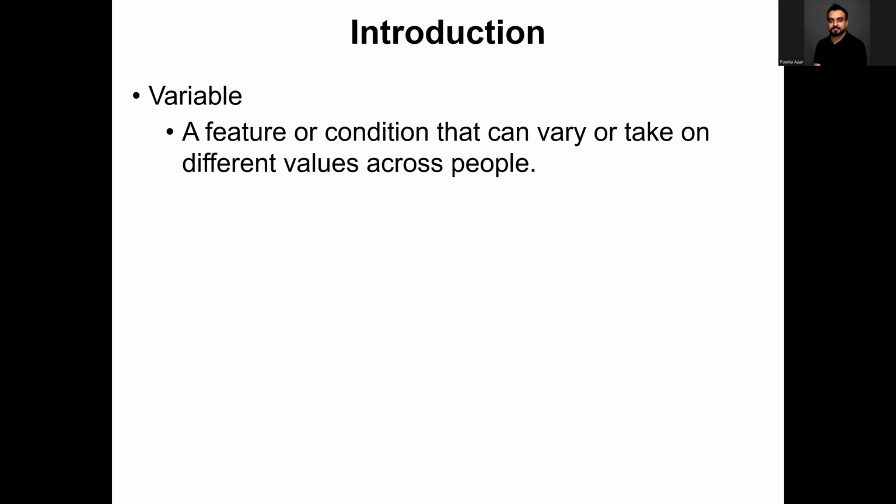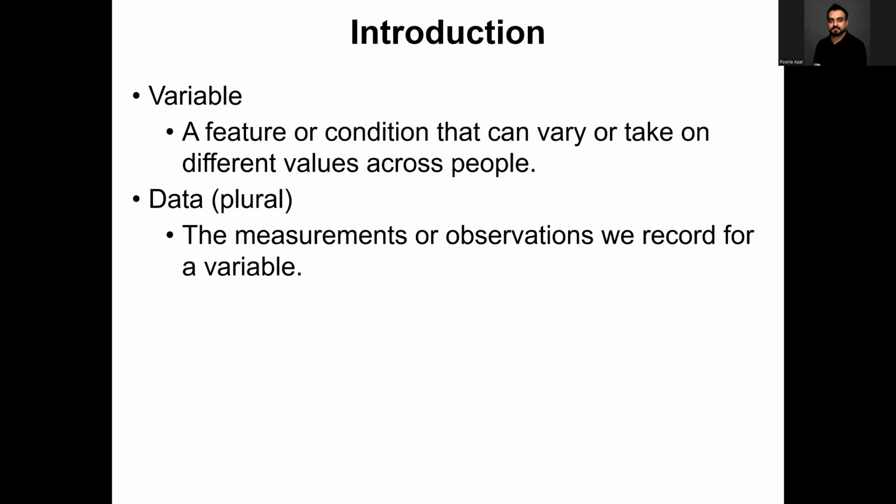My weight can vary from your weight. My height can vary from your height. My BMI can vary from your BMI. And those variables, BMI, height, weight, age, can take on different values. So we call them variables. And variables can be categorized into different groups, and we will talk about that in a few slides.